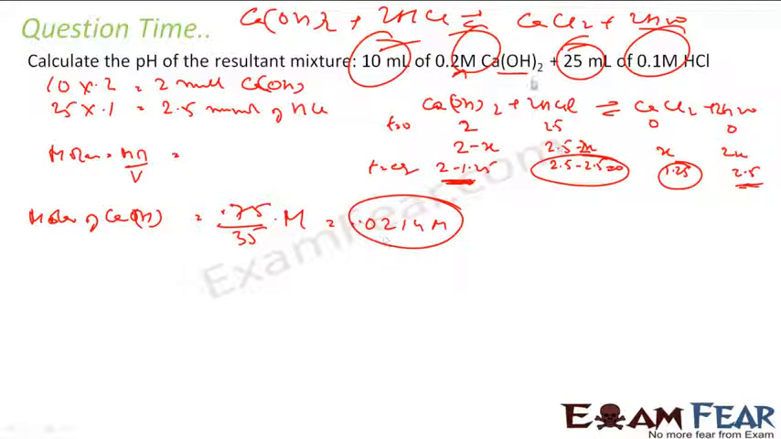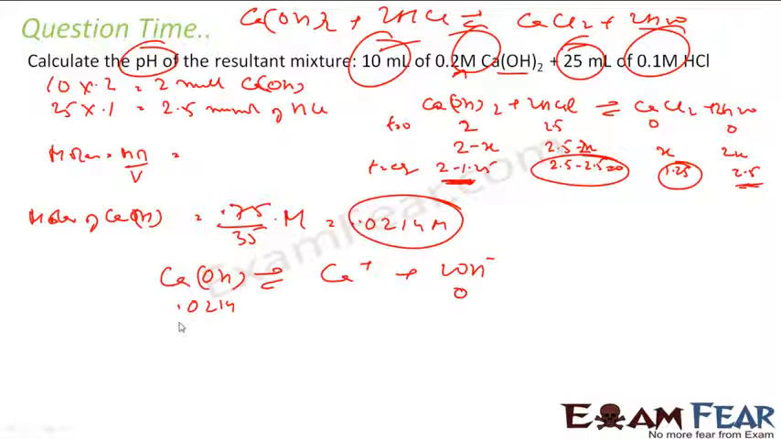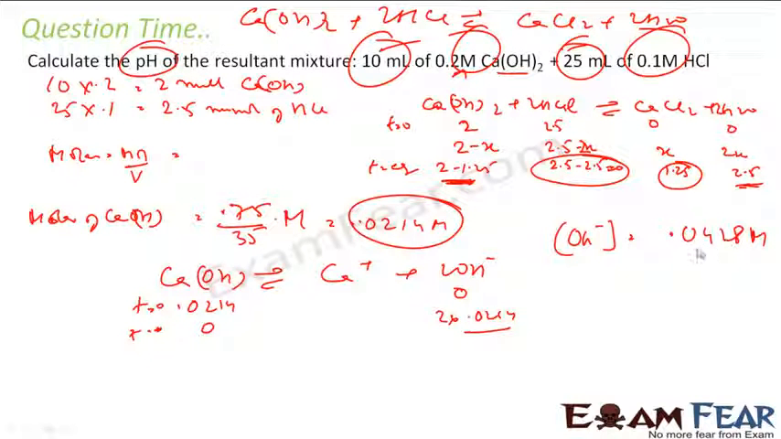So now this means that after this reaction, HCl is gone, I am left only with Ca(OH)2. So I can have this reaction now. Ca(OH)2 will dissociate to form Ca2+ plus 2OH minus ions. So I have to find the pH. That means if I have 0.0214 and 0 here at t equals 0, then at equilibrium this will become 0, and OH minus will become 2 into 0.0214 M. Correct? So OH minus concentration is what? 0.0428 M.